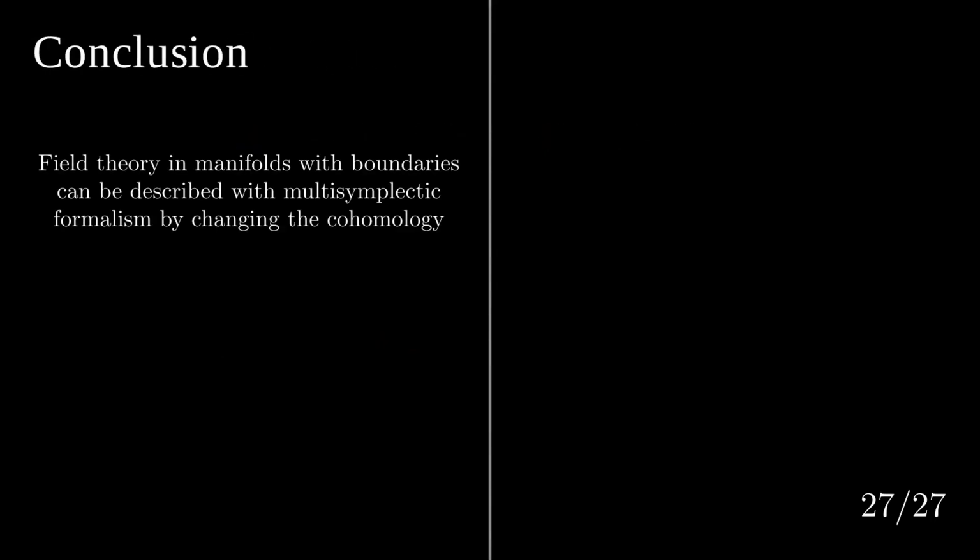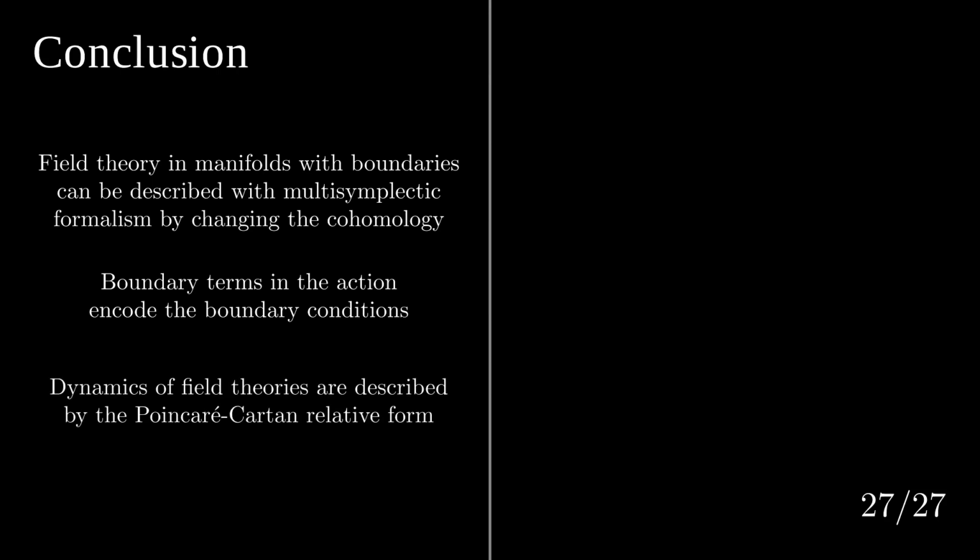Finally, some conclusions. First, that field theory on manifolds with boundary can be described with multisymplectic formalism just by changing the cohomology to the relative cohomology, and changing all the definitions of multisymplectic formalism by changing differential forms to relative forms. That boundary terms in the action encode boundary conditions: different Lagrangians on the boundary encode, for example, Dirichlet or Neumann conditions. And that dynamics of field theory are described by the Poincaré-Cartan relative form.